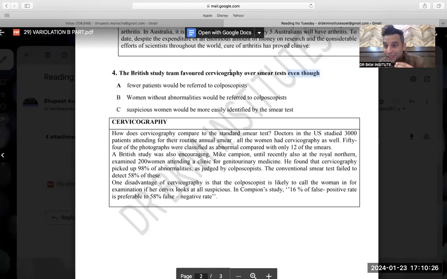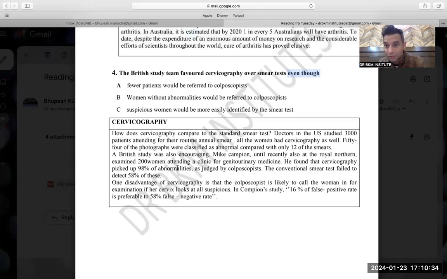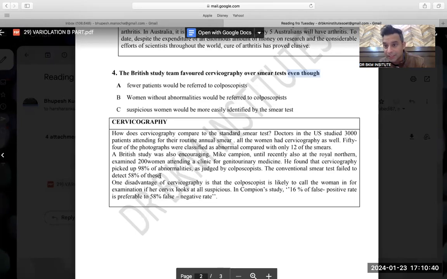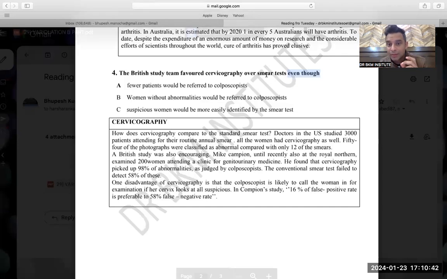But I have already learned in this question that I want to find something negative about it. But 98% means it is a positive thing, as judged by the coloscopist. The conventional smear test failed to detect 58%. So it is talking negative about the smear test.